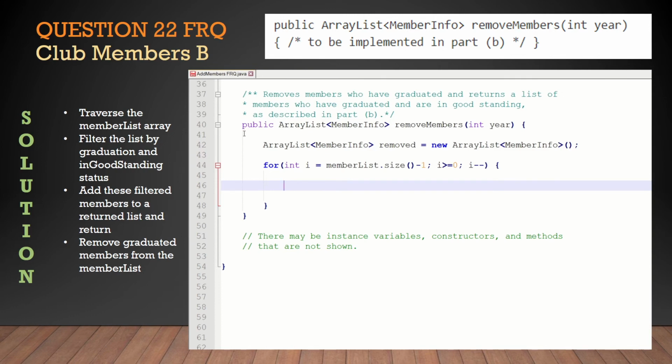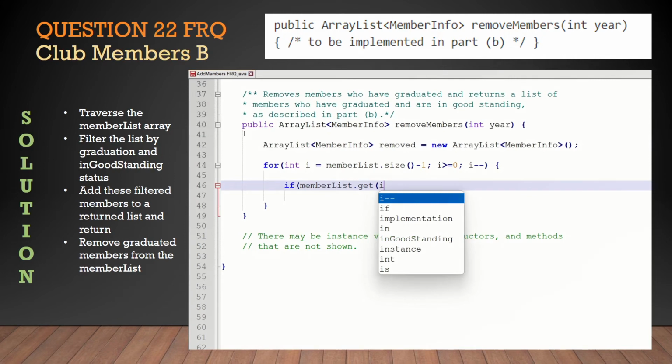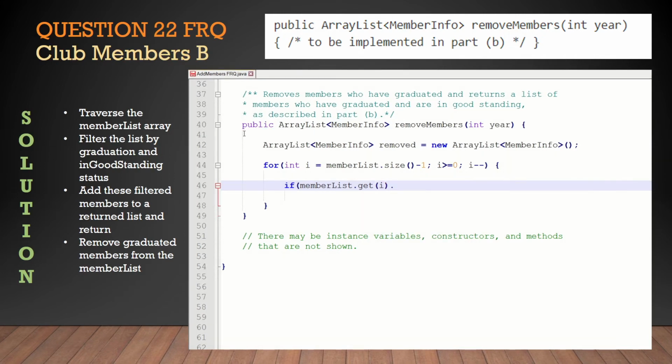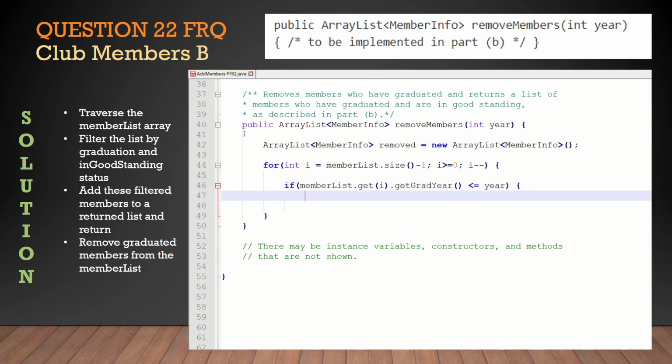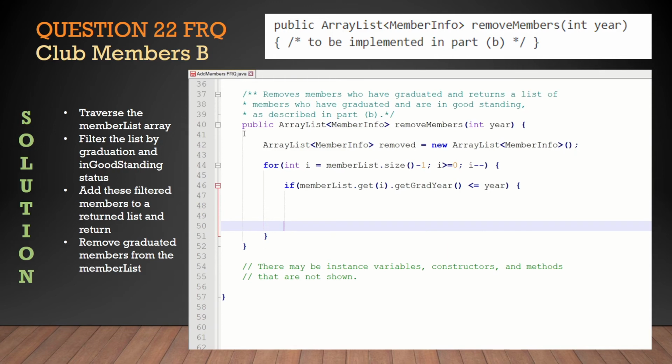So let's firstly get the graduated members. So we're going through, we're sorting through, we're doing one by one. So let's get the member that's at position i. Let's get the grad year from that member. If it's less than the year given, now we know that that's a graduated member, right? Next one.